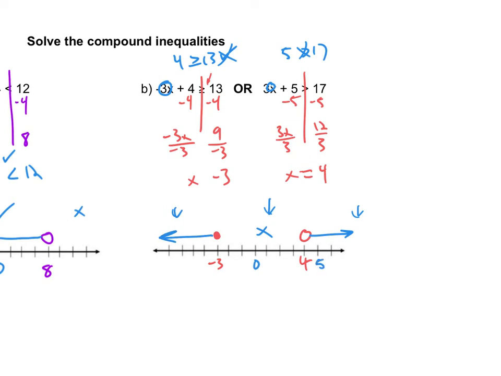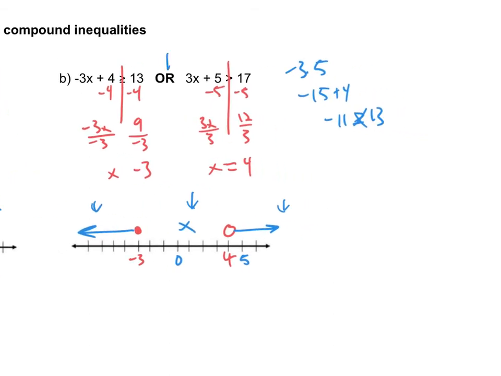So let's try 5. So I'm going to go through and I'm going to plug in 5 now. I'm going to create some space. So negative 3 times a positive 5 is negative 15. Plus 4 would be negative 11. That's definitely not greater than or equal to 13. But remember, this is an OR statement. So it's one or the other. So it didn't work on that side. So I'm going to try it on the other side now.